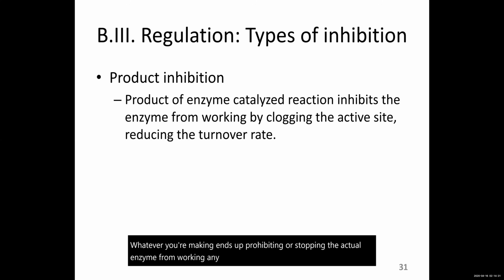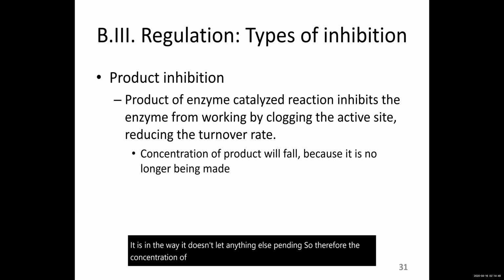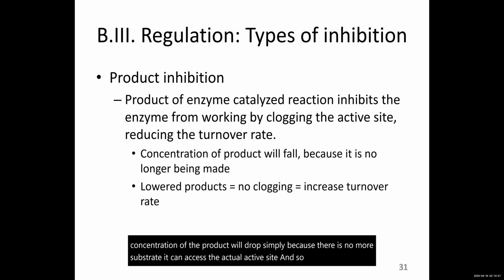This idea is what we call clogging the active site. In other words, when the reaction takes place, the actual product doesn't leave. Rather than giving the spot for something else to occupy, it is in the way, it doesn't let anything else in, and so therefore the concentration of the product will drop simply because there is no more substrate that can access the actual active site. And so eventually, as the products drop in concentration, then those products can leave, opening up the active site one more time and allowing it to continue its production. So that's one version of inhibition.